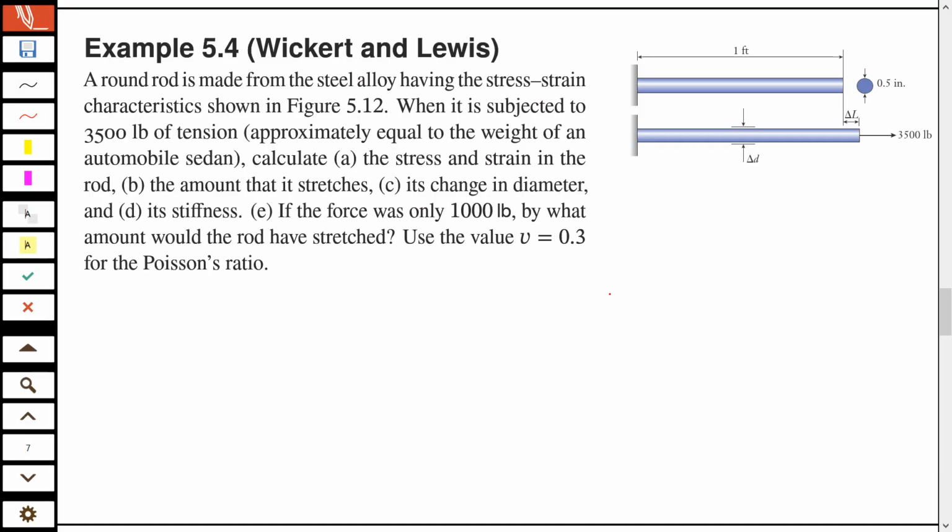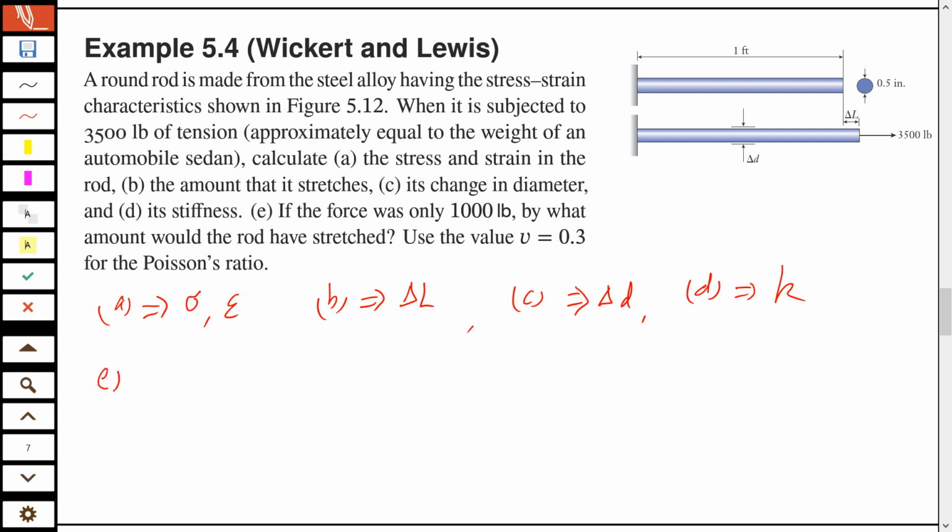So remove all annotation, and now I am assuming that from part A we know stress and strain. From part B we know delta L. From part C you know delta D. From part D you know K. And now you need to combine all these four parts or some of the parts to find the quantity in E.